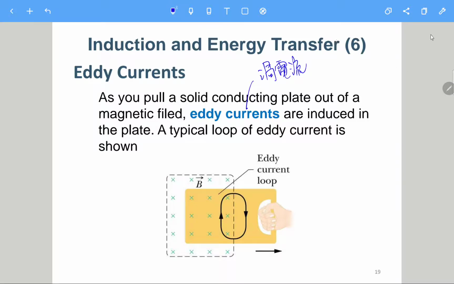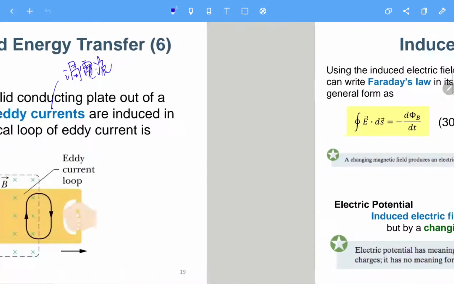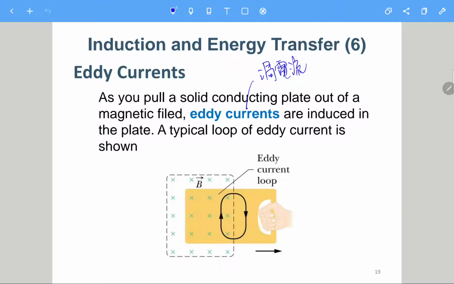So this is called the eddy current induced in the plate. A typical loop of eddy current is shown. When you try to pull this metal plate out of the magnetic field, there will be some current here. It doesn't necessarily follow a specific path. There will just be some current going inside the plate.